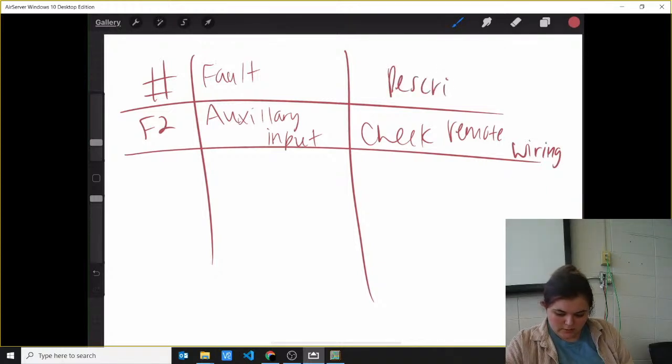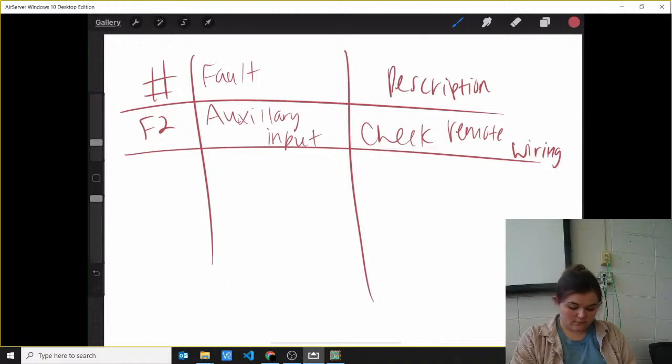So another example would be, let's just see, F7. And that is your motor overload. Now these are all just examples, okay?